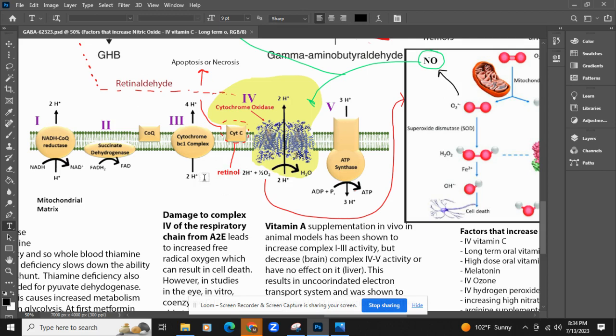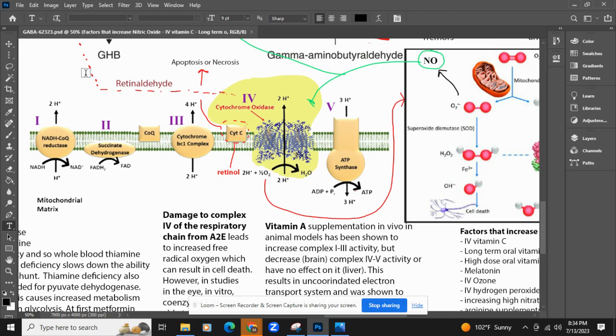So one is that retinol can actually displace cytochrome C from the respiratory chain. Basically, it displaces it from this mitochondrial membrane, and then that goes into the cytosol and it causes the cell to go through apoptosis or necrosis. So that's one possible way that specifically retinol can cause death to a cell.